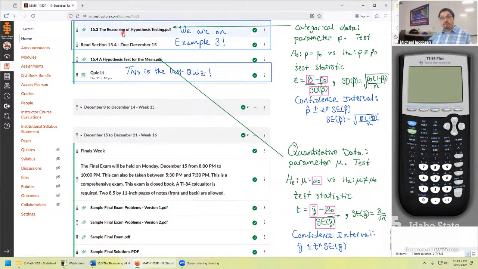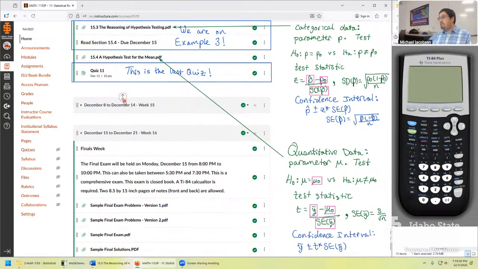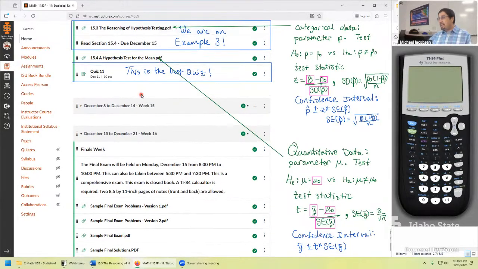So we'll finish off section 15.3 with a couple more examples, and then see how it goes in 15.4 for the quantitative data. Any questions or comments at all, folks, before we jump in?